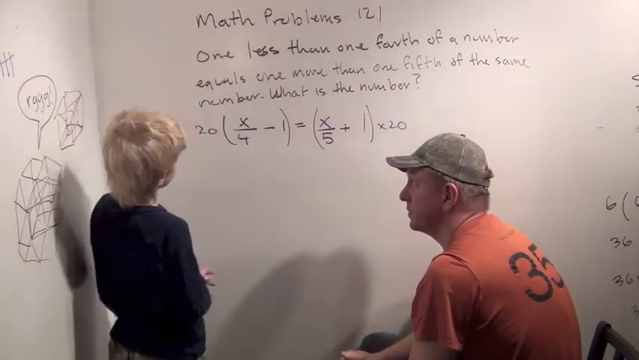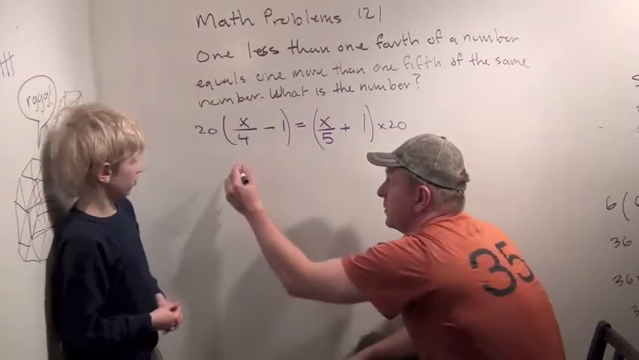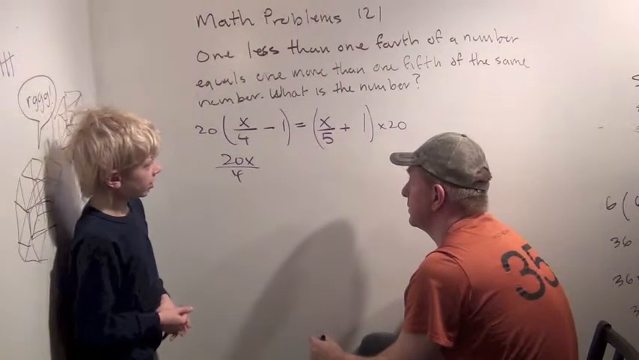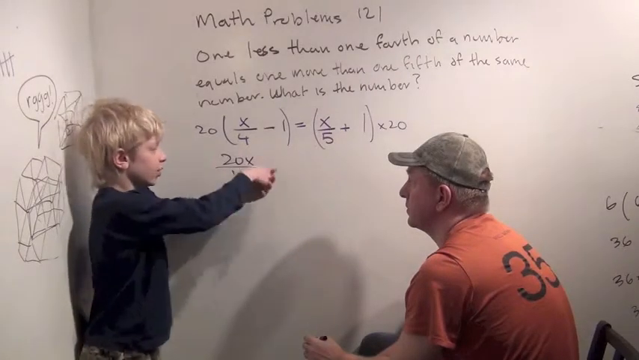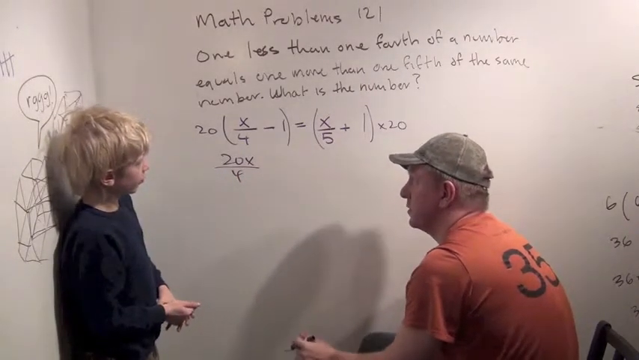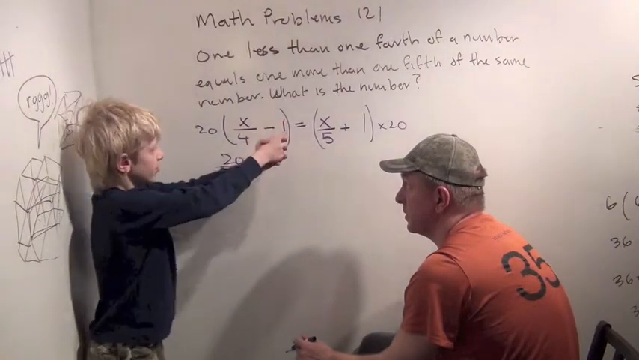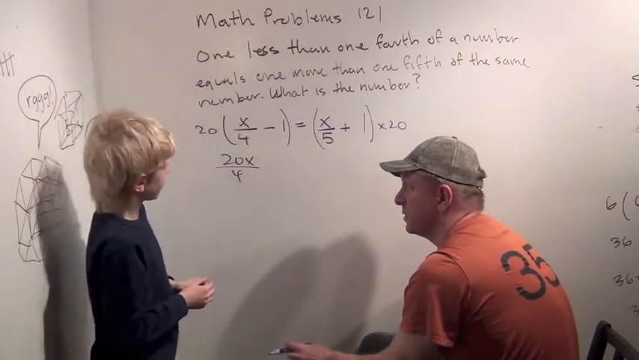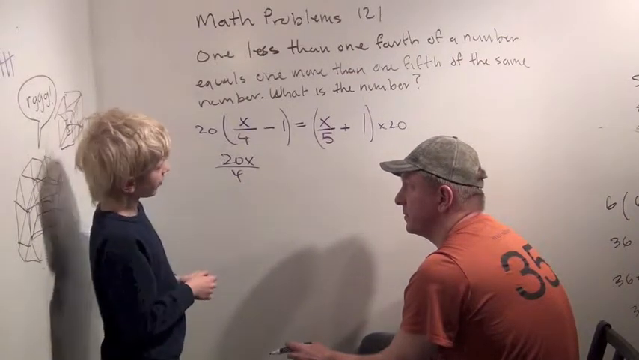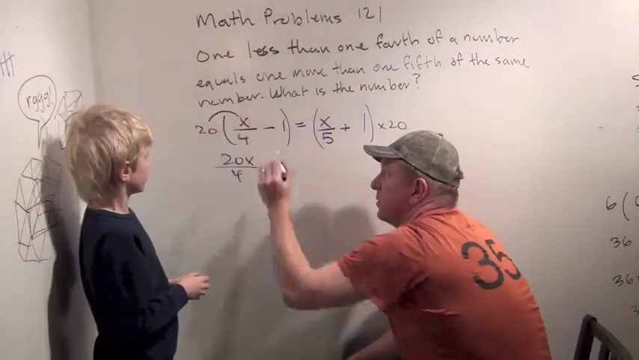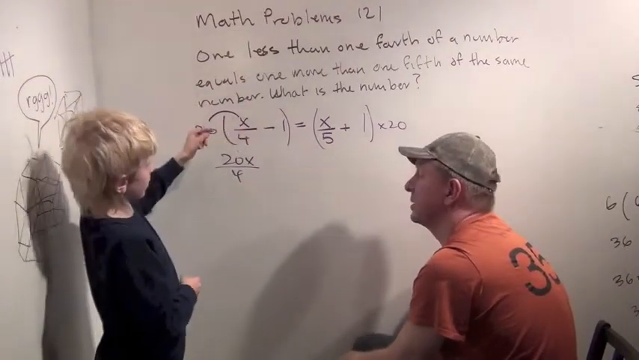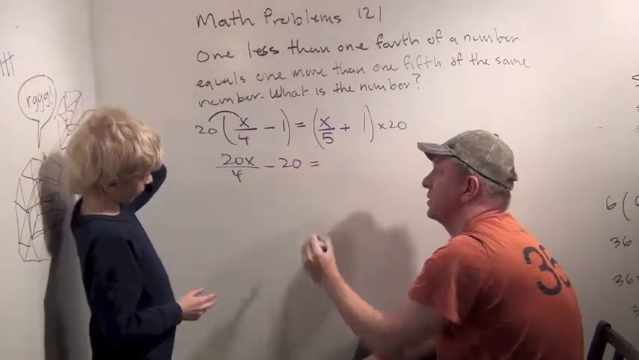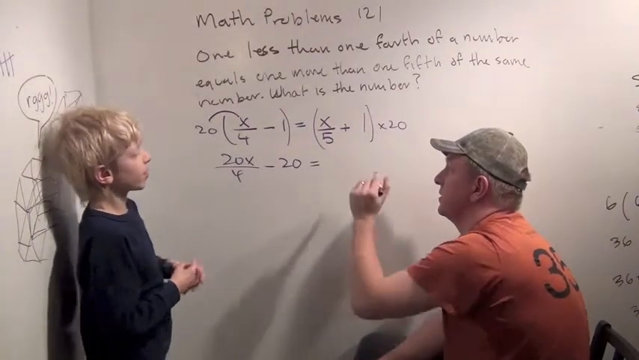Well, then you get 20x over 4. And then you have the minus 1. Does anything happen to that minus 1? What are we doing? We're multiplying everything by 20. Right. So 20x over 4 minus 20. Good job. Equals 20x over 5 plus 20.